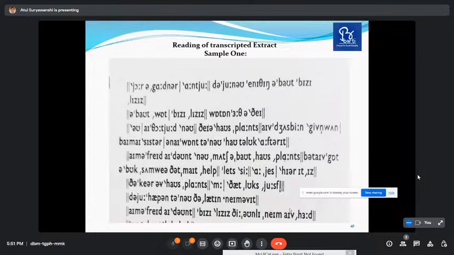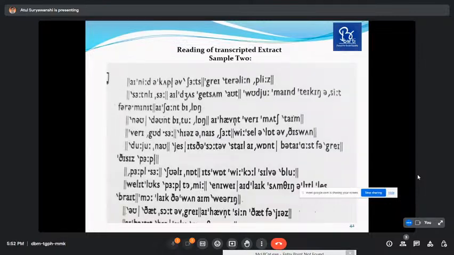So if we develop the habit to understand English phonology well, we can read transcribed passages and paragraphs also. Here is one more example. This is the second sample that I want to show you here in an online mode. Let us read.